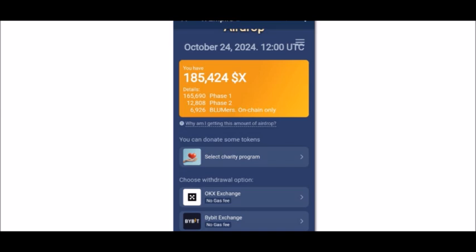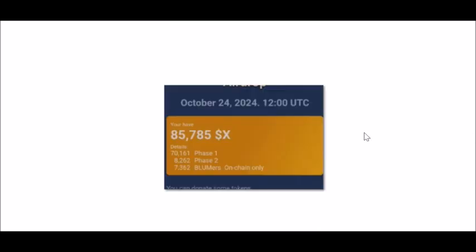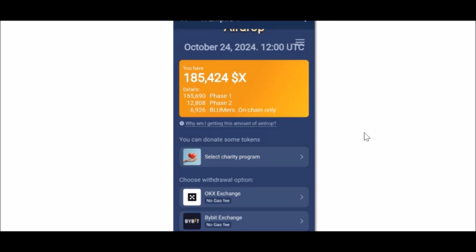From this allocation, you can see that phase one has the highest, followed by phase two, and then the bloomers on chain only also has a calculation. So when you add all this, it gives you 185,424 in this example. I am going to use this particular example of my wife to show you how you can calculate your dollar value or your naira value when they eventually list.